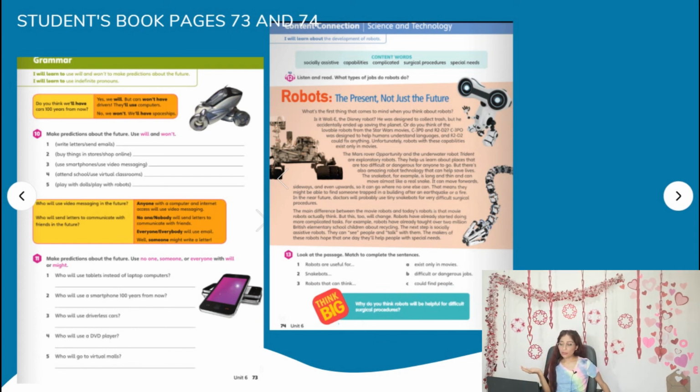Think big activity. Why do you think robots will be helpful for difficult surgical procedures? Do you think it will be like an easy job for them, or they would be good at this kind of job? What do you think? Could they be kind with the people? What do you think about it? Write your answer, and don't forget that you need to take pictures of this. Send them to me, write your name and the date, and that's it, okay?